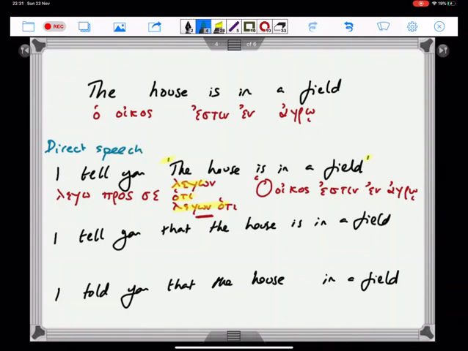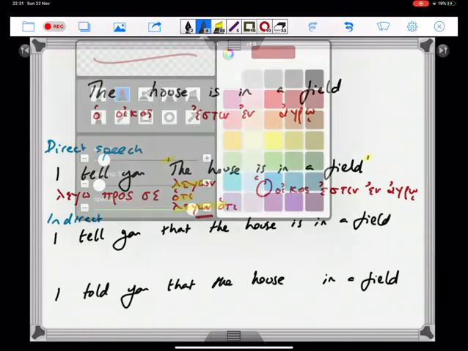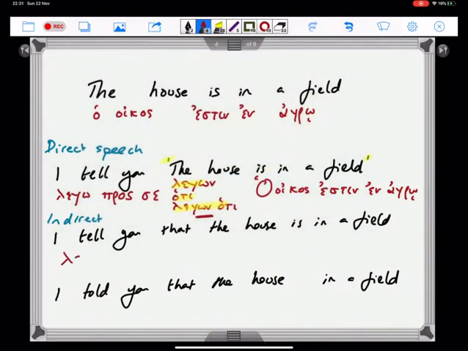You can then make that indirect. I tell you that the house is in a field. We no longer use the speech marks in English. We're using the word "that" instead. The same is true in Greek. So this would be lego pros se hoti ho oikos estin en agro.